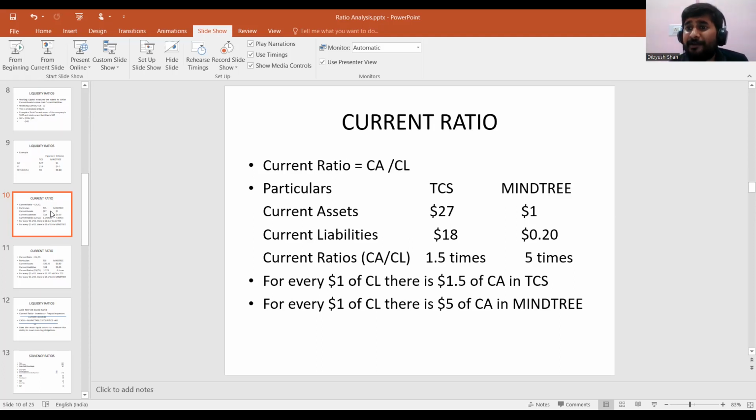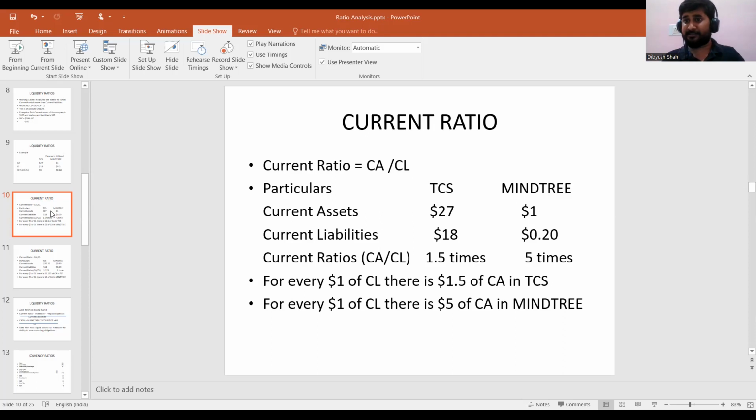That means for every $1 of current liability, TCS has $1.5 in current assets. Sufficient liquidity, good liquidity, right? So it has $1 of current liability payable over the next 12 months, and against every $1, it has $1.5 of current assets. But let's look at Mindtree. Mindtree suddenly 5 times means for every $1 of current liability, Mindtree has $5 in current assets, guys. So look, Mindtree is in a far better liquid position than TCS.